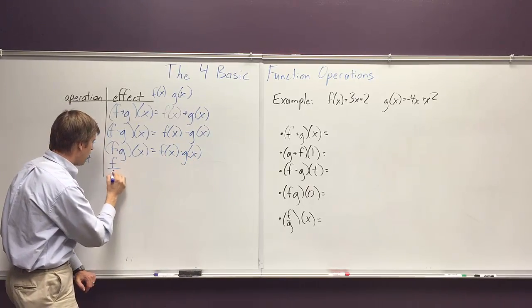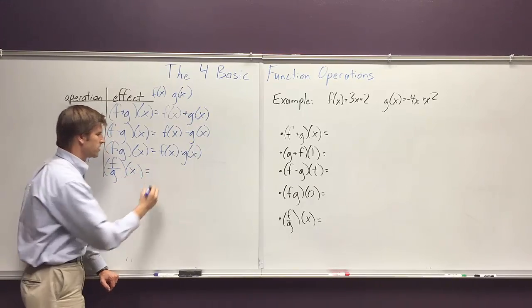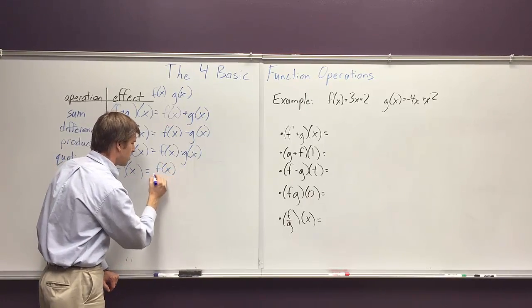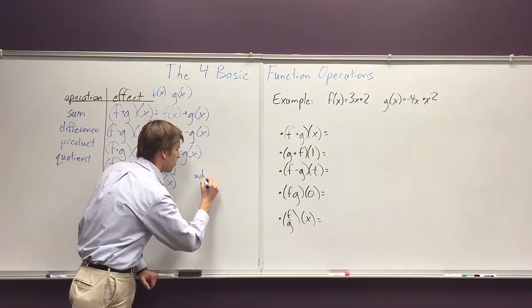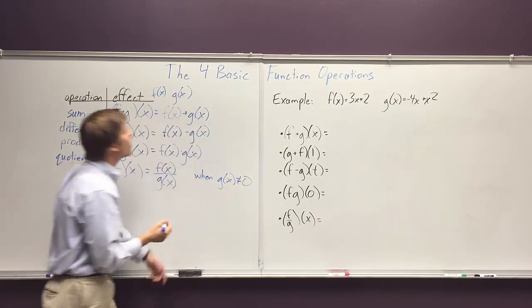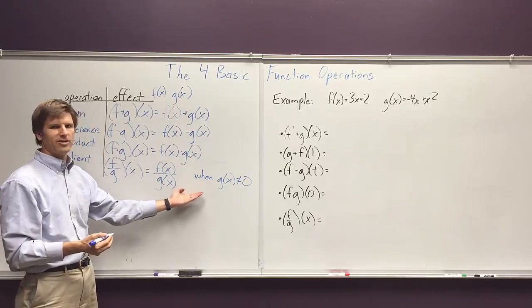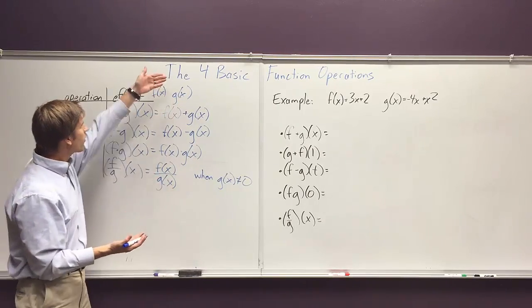Finally, f over g of x equals f of x over g of x when g of x is not equal to 0. You have the same requirement all the way through, right? You can divide two numbers as long as the denominator is not equal to 0. Okay, so these are the rules.